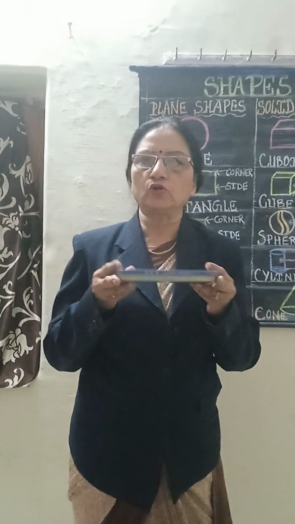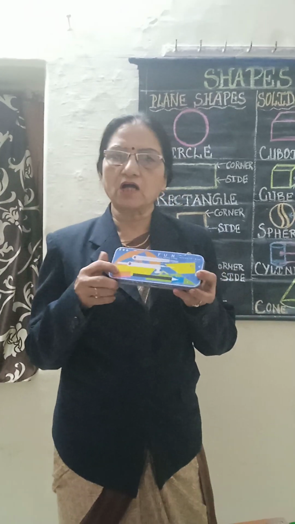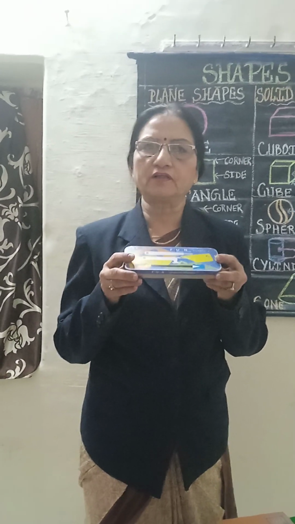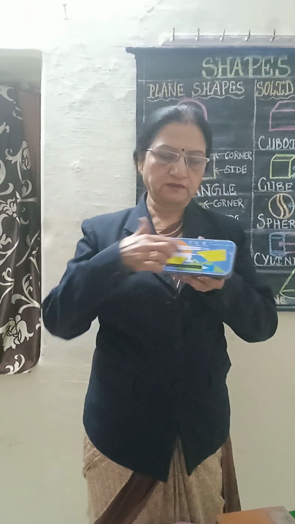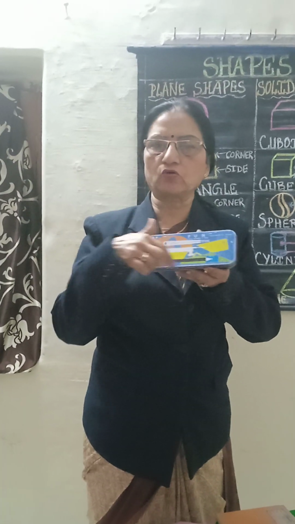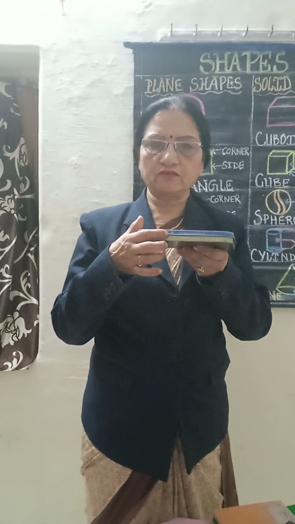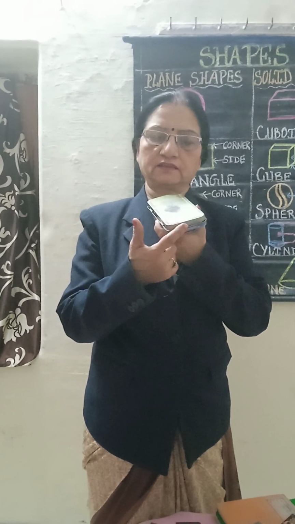Now all of you hold this compass box in your hand. Now we will study how many faces, edges and vertex are there in it. Now this is called the face. This is the first face, second face, third face, fourth face, fifth and sixth.